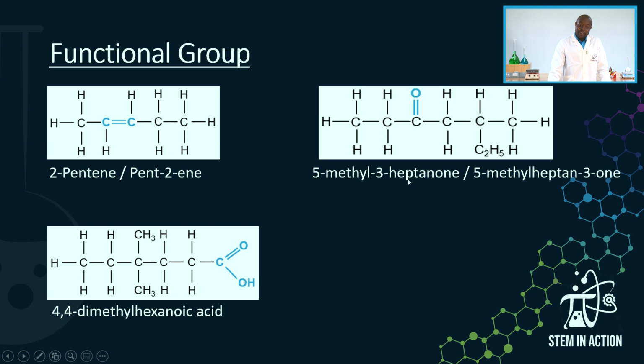So 5-methyl is identifying this functional group here, which is on position 5. And the 3-heptanone is identifying the ketone group as being on position number 3. And another way of writing this is by saying 5-methyl heptane 3-one, where the one part is the part that represents the ketone group.